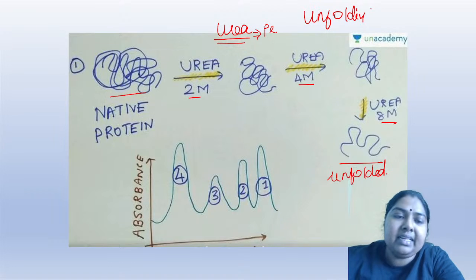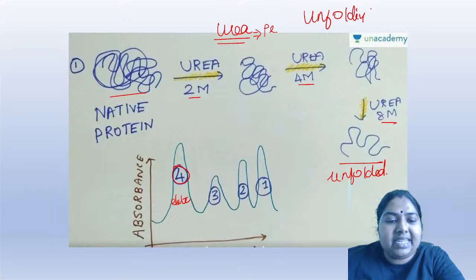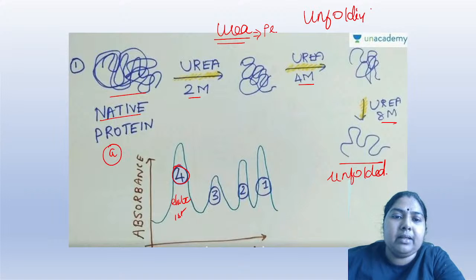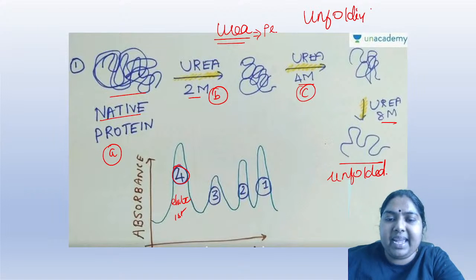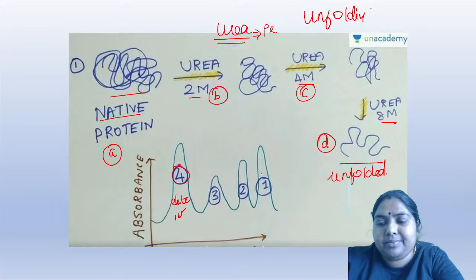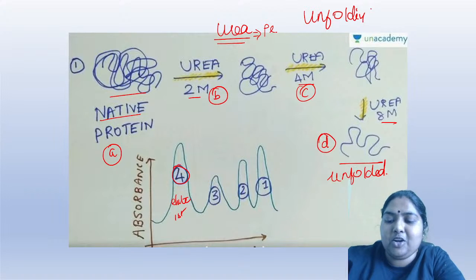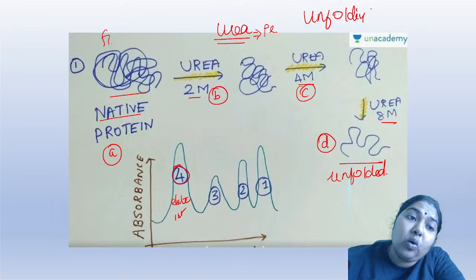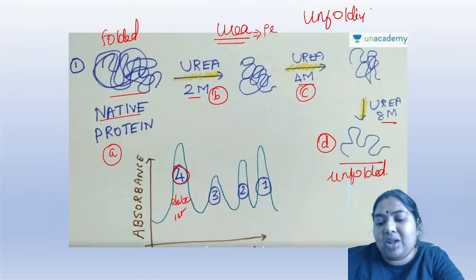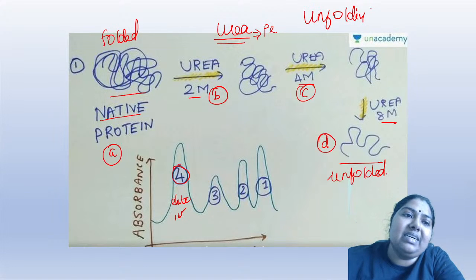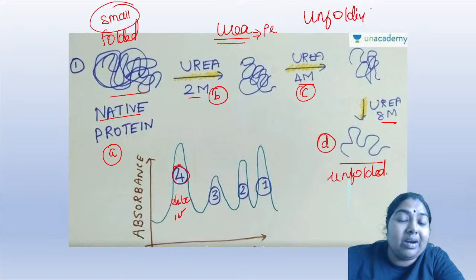Now, you honestly tell me, which will come under this point? Which will elute first? Native protein, option A, 2M urea, 4M urea, 8M urea. Which will elute first? Think over and tell me. Which is very large? See, native is highly folded. If it is going to be folded, it will be large or small? If it is highly folded, it should be small. Got the logic now?